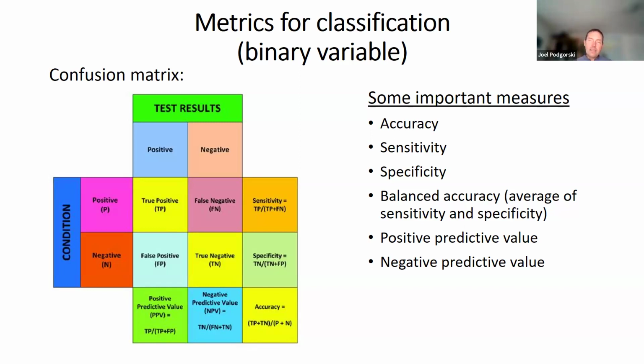Therefore, it's necessary to look at things like sensitivity, specificity. How many of the high values do you get right? How many low values do you get right? The balanced accuracy is the average of both of those.